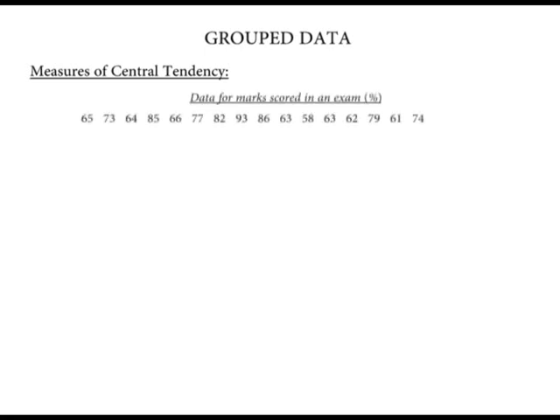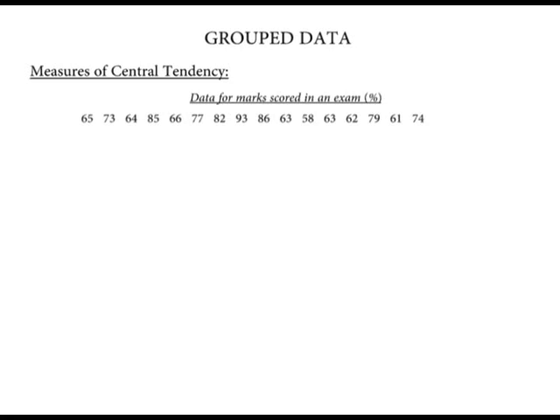Next, we look at grouped data. Now again, when the amount of data is too large, we often categorize it into classes. For example, if these are the scores in an exam, if you form a frequency distribution table, it will still be long. Instead, you can group the scores into categories, say with a range of 10 marks.